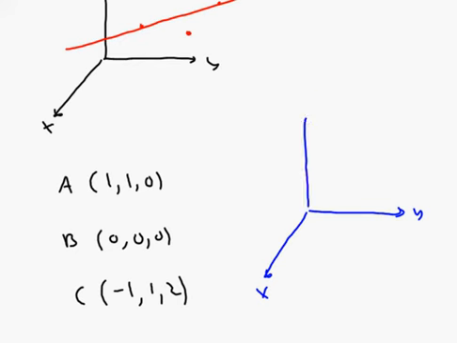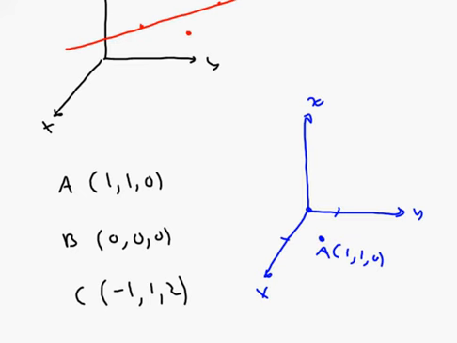So here you go. Here's x, y, z. The point A is 1, 1, 0. So that would be forward 1 on the x-axis, forward 1 on the y-axis, and don't move at all on the z-axis. Okay, so there's your 1 point there. 1, 1, 0. Okay. This is the point A, by the way. Here's the point B, 0, 0, 0. It's at the origin. And C is negative 1, 1, 2.